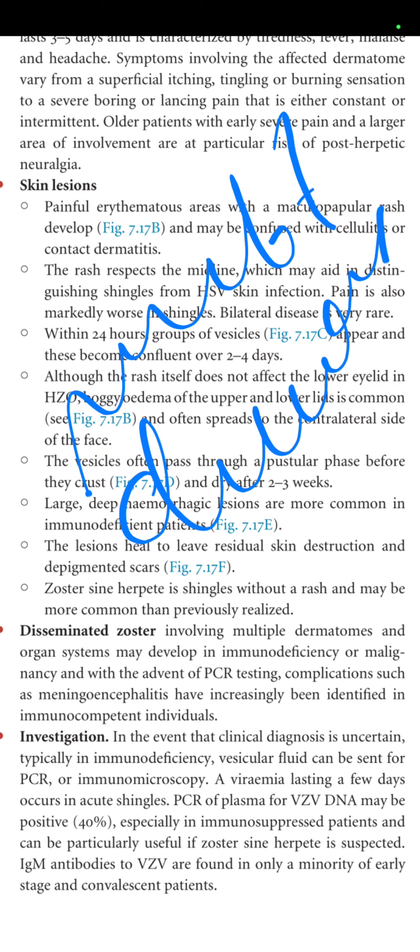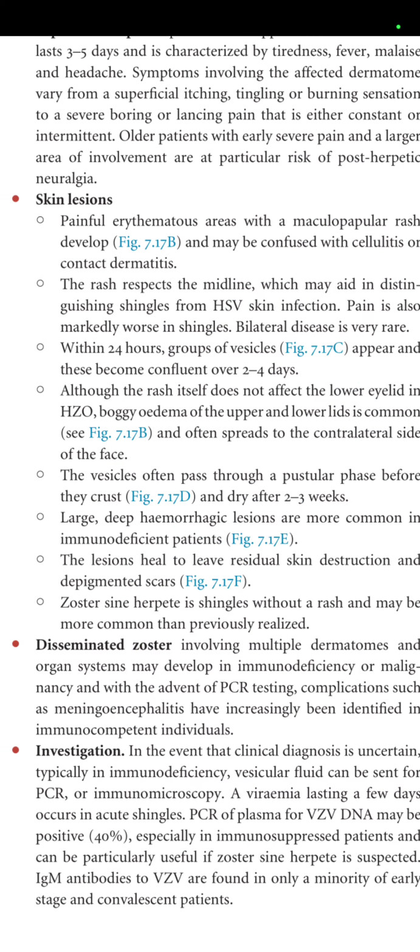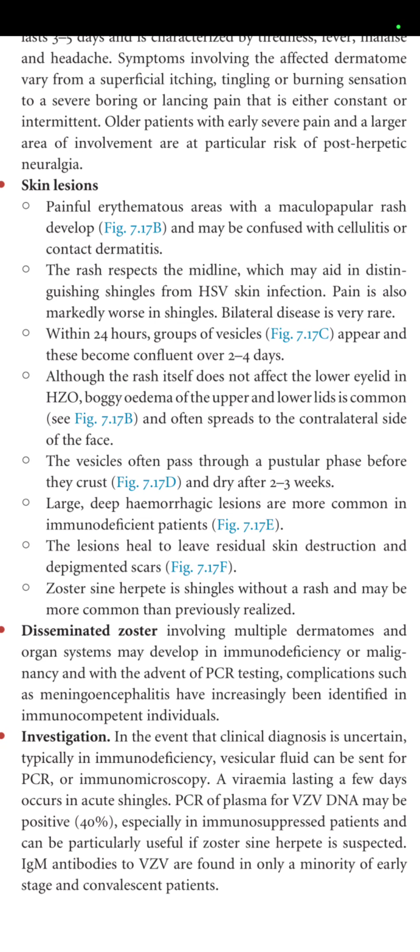Investigations. In the event the clinical diagnosis is uncertain, typically in immunodeficiency, vesicular fluid can be sent for PCR or immunofluorescence microscopy. Basically, this is a clinical diagnosis, but if the clinical diagnosis cannot be made, then we can do PCR in such cases. A viremia lasting a few days occurs in acute shingles. PCR of plasma for VZV DNA may be positive in 40%, especially in immunosuppressed patients, and can be particularly useful if zoster sine herpete is suspected. IgM antibodies to VZV are found only in a minority of early stage and convalescent patients.